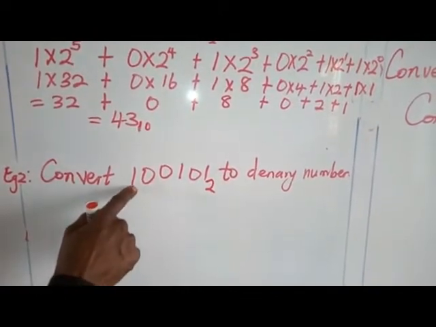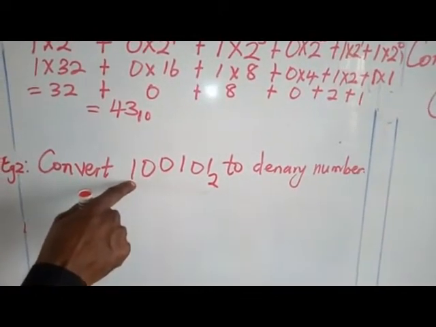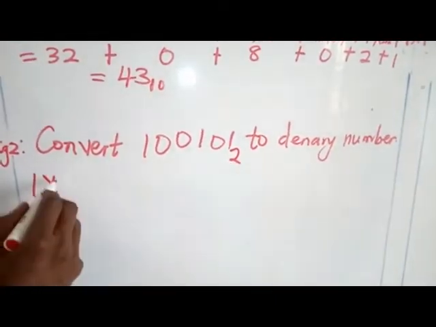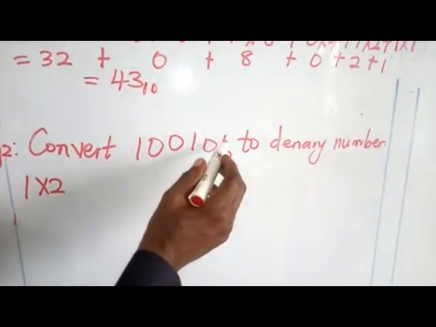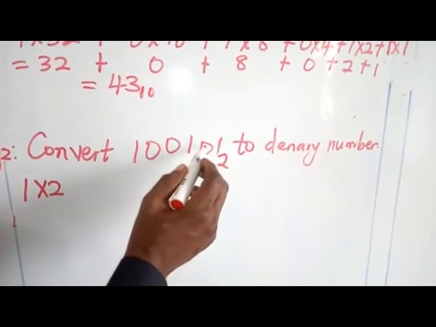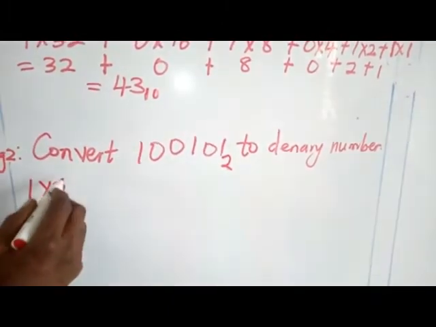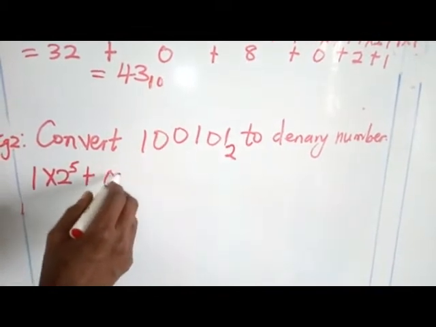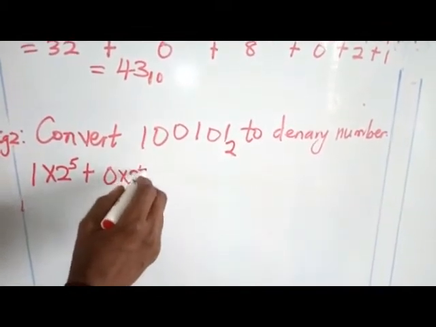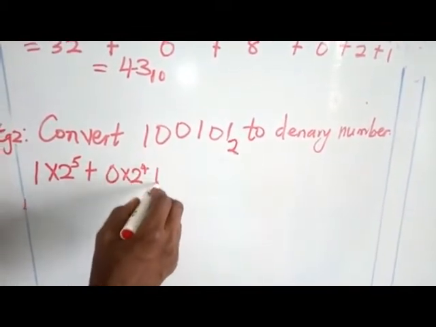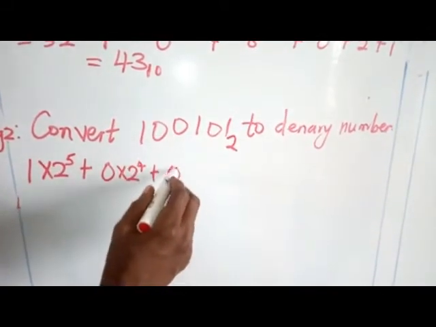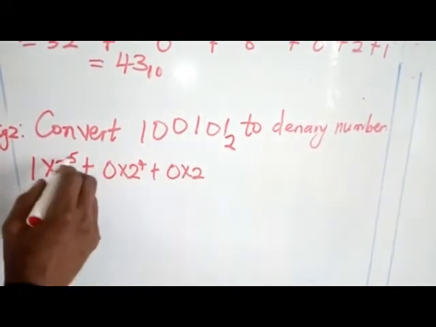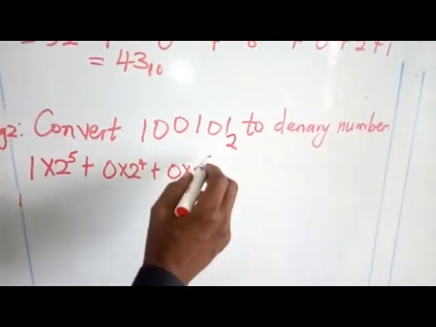Remember, I told you we always start with the first digit here, which is 1. 1 times the base, which is 2, raised to the power of the remaining digits. You count the number of digits: 1, 2, 3, 4, 5. Plus the next digit is 0 times the base raised to power 4, plus the next digit is 0 times the base raised to power. You can see the number is decreasing from 5, 4, so the next number will be what?